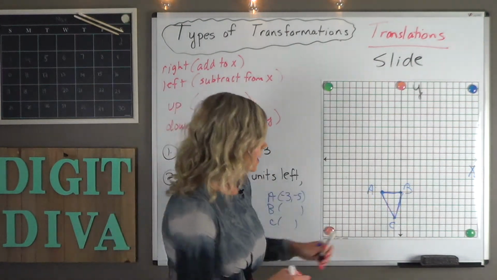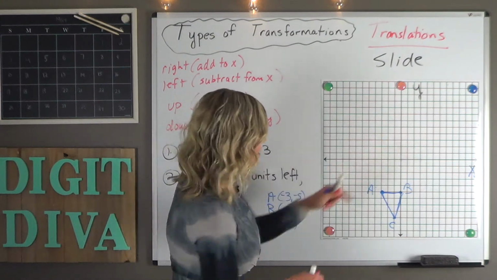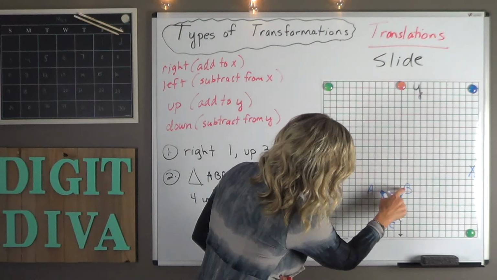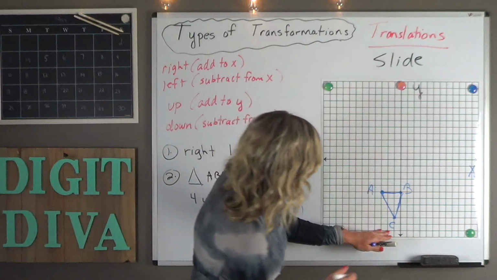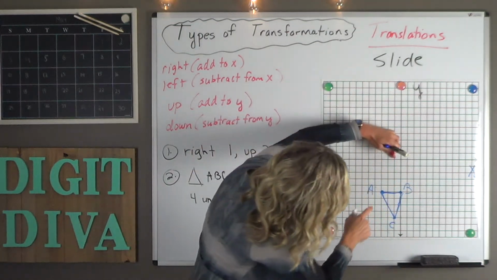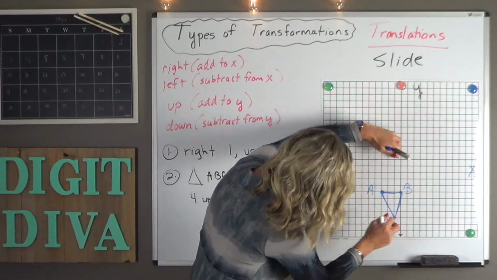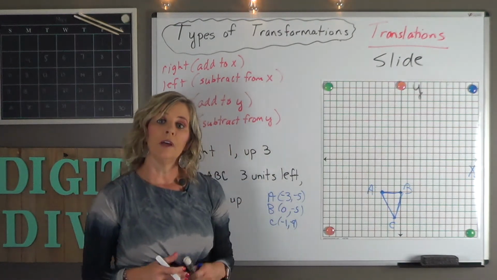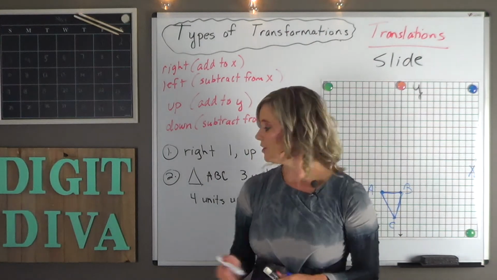My original B does not move left or right on the x-axis, so it's simply 0, and it goes down 1, 2, 3, 4, 5, -5 units. My original C simply came to the left once, and it went down 1, 2, 3, 4, 5, 6, 7, 8, 9. -9 units.